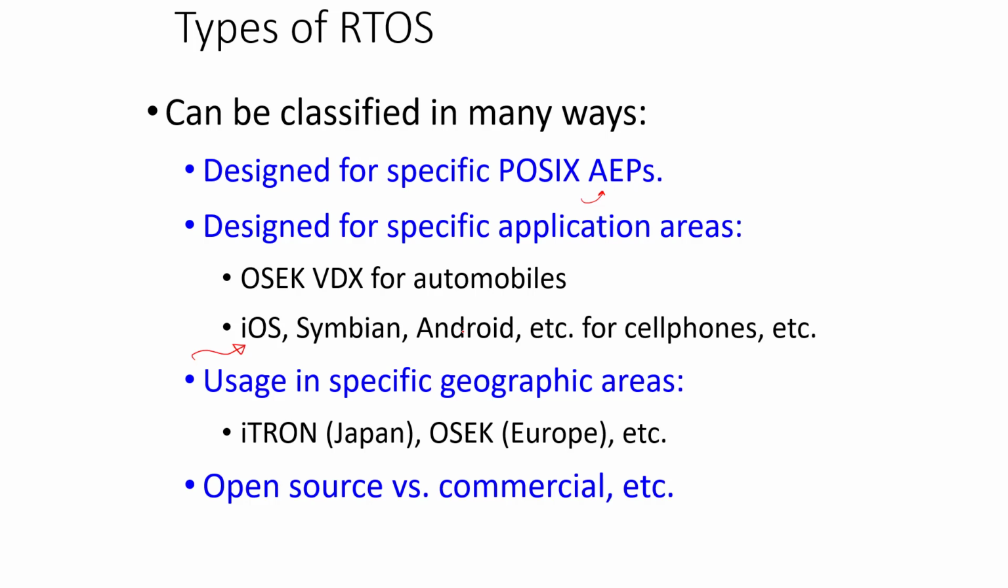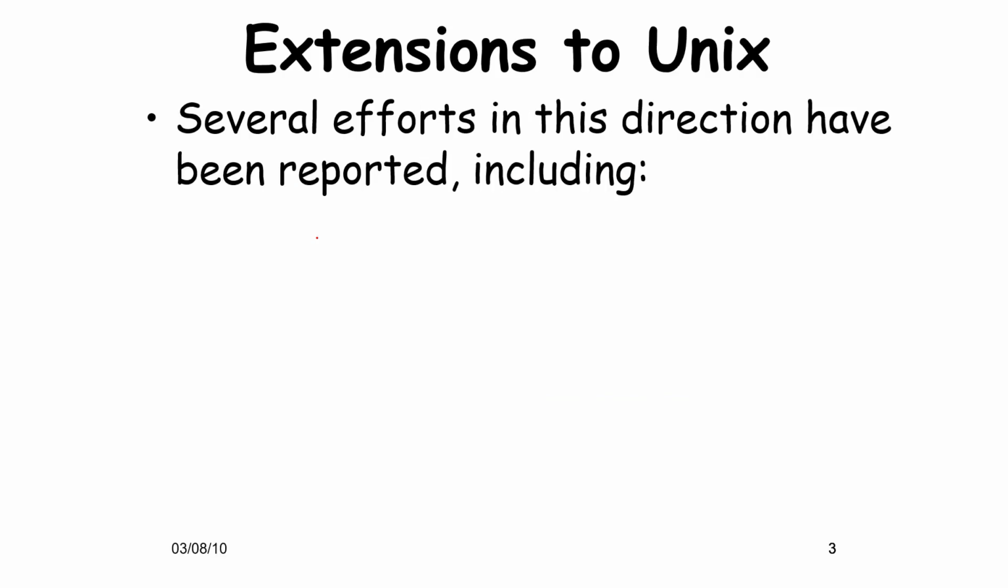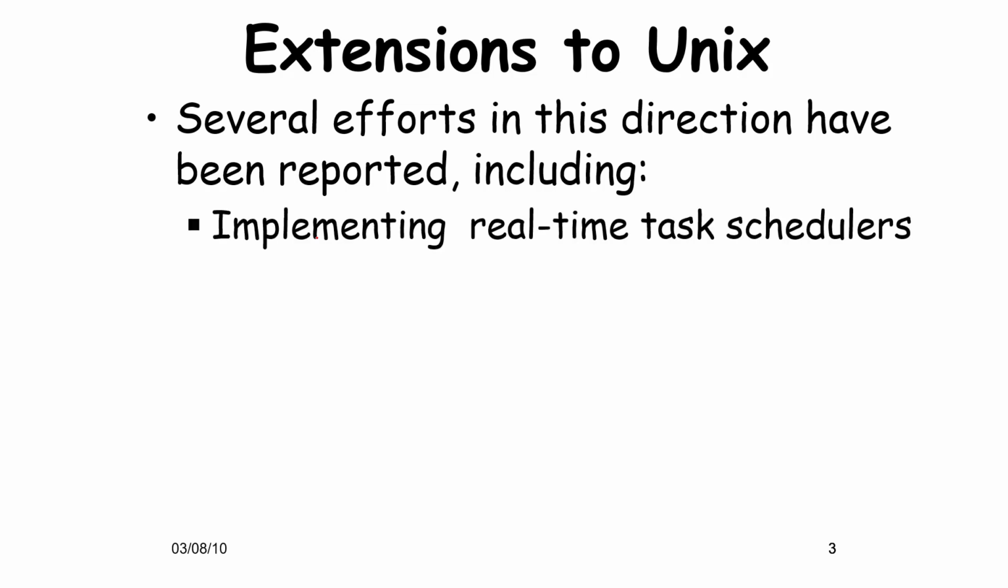And there are different standards, of course, that are used in different parts of the world: Japan, Europe, US, and so on. So, several efforts in this direction have happened in the direction of extending Unix and Unix like operating systems to support real time features. So, one of the key ideas is implementing real time task schedulers. Here the idea is that we have a new class of schedulable jobs and a new scheduler which implements EDF or RMS based scheduling.